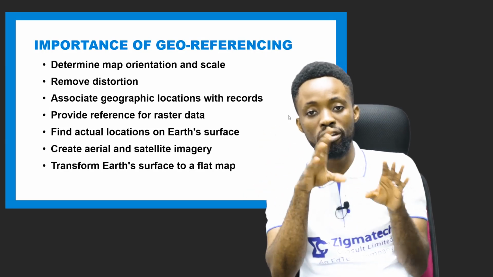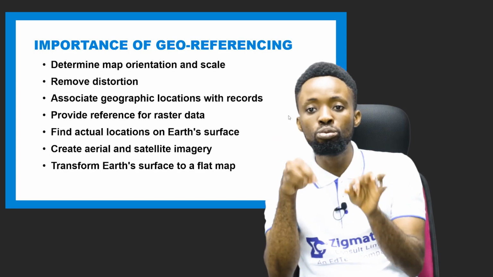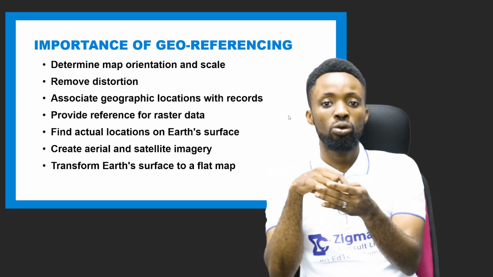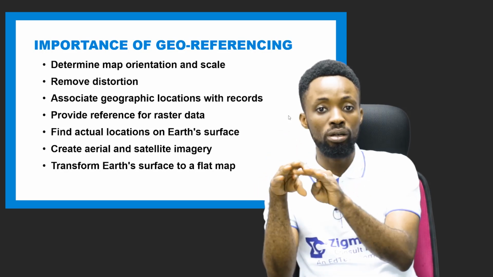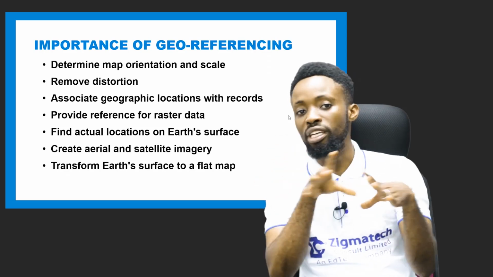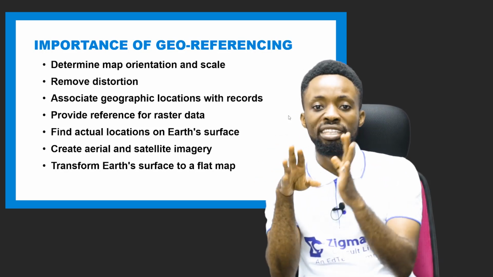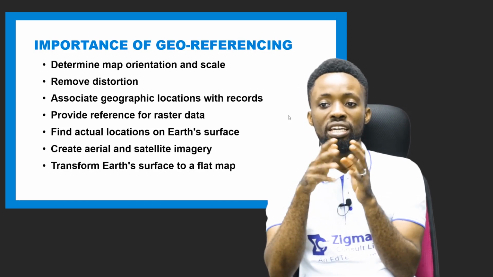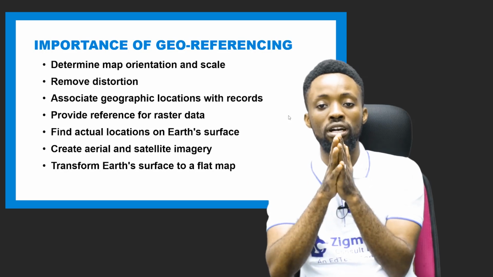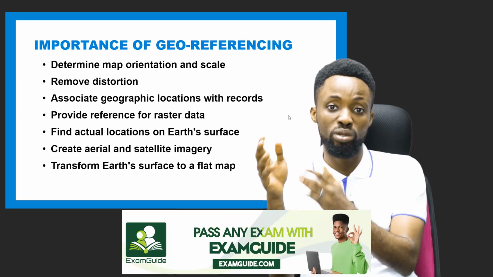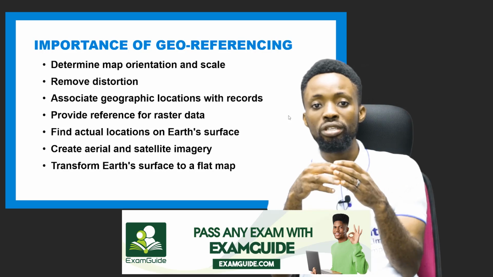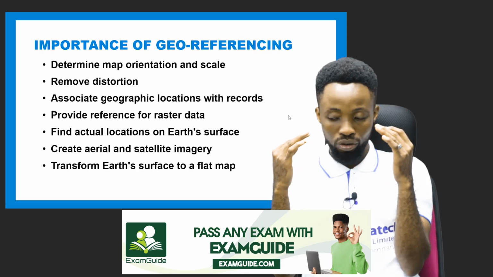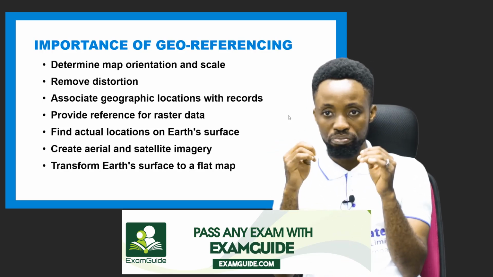And the good thing about georeferencing also is that it helps to remove distortion that we have in maps. All of this confusion and numerical distortion is taken away from a map whenever the entire map is georeferenced. Then the third importance of georeferencing is that it helps us to associate geographical locations with records that we have. So when we do this, there will be no confusion, and no need for any form of distortion.